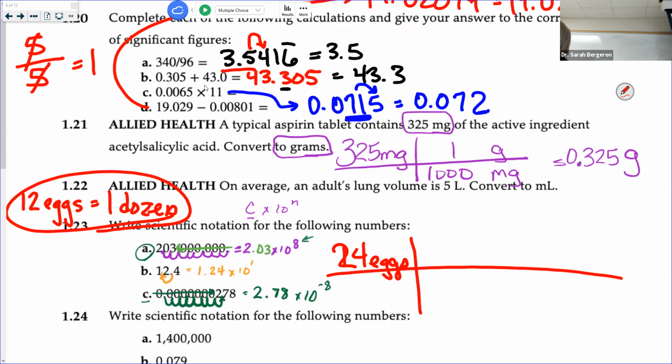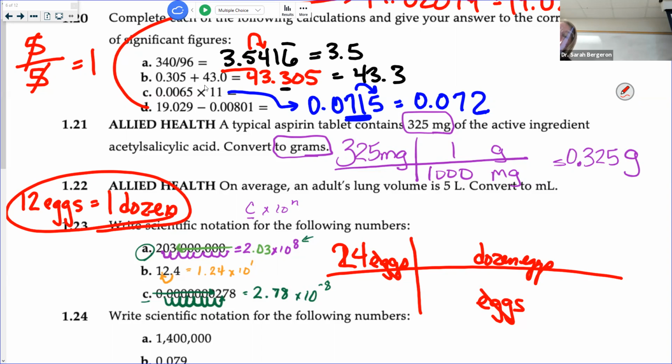If I have eggs in the numerator and I want to get rid of eggs, where do I put eggs? In the denominator. Now I'm going to put my other unit in the opposite place, right? It won't always be eggs on the bottom, but I'm going to put the one I want to introduce in the opposite place. So I'm going to put dozen eggs up here, right? So my eggs cancel and I'll be left with dozen.